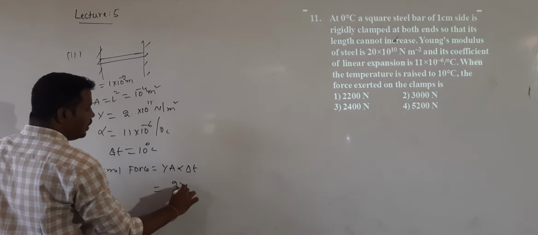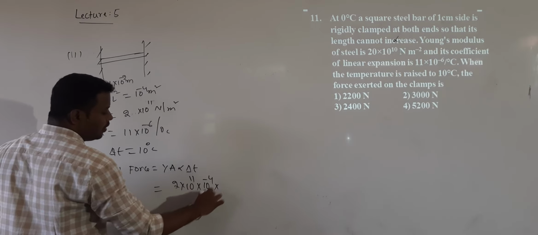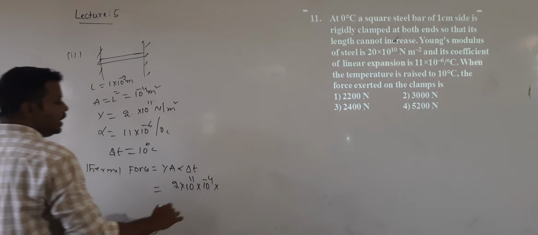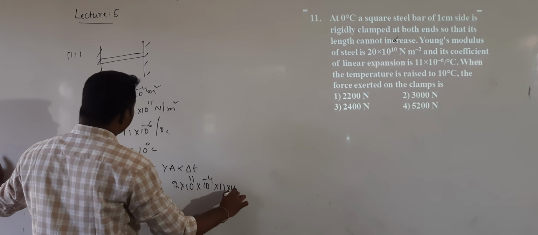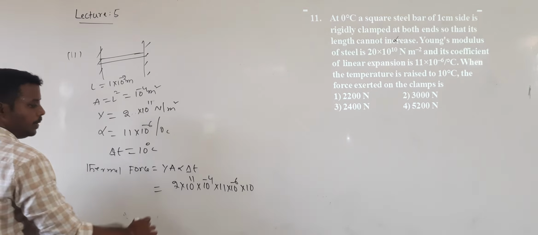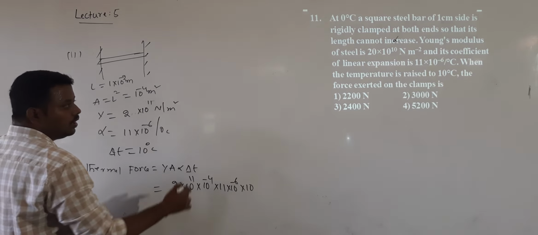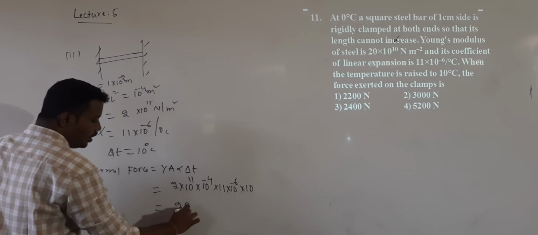Then the thermal force is given by 2 into 10 power of 11 into the A value 10 power of minus 4 into the alpha value 11 into 10 power of minus 6 into the delta T value 10. Simplify this, what will we get as the answer? 11 2s are 22. I will get the option 2200 newtons.